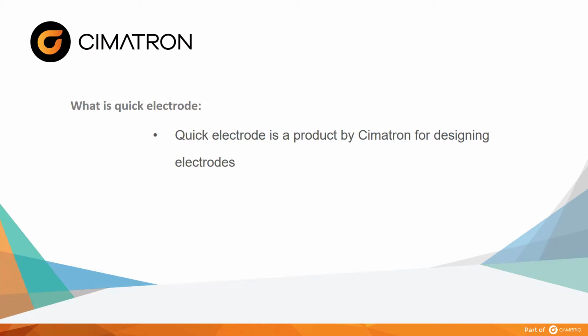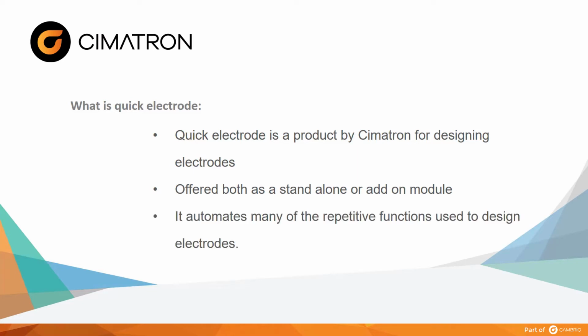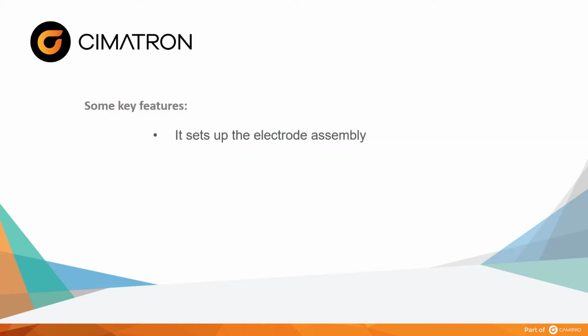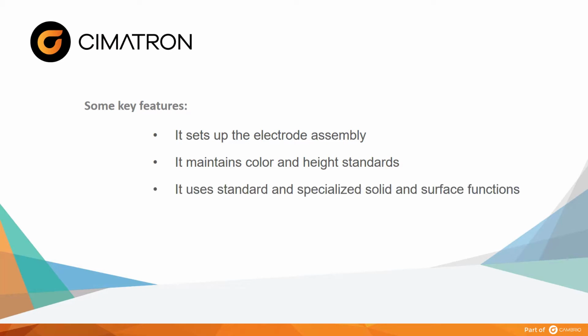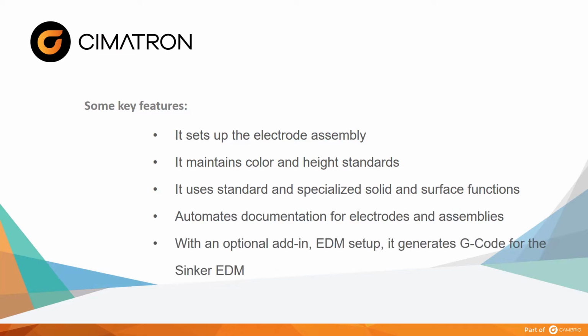It's a product by Cimatron for designing electrodes, offered both as a standalone or an add-on module. It automates many of the repetitive functions used to design electrodes. It sets up the electrode assembly. It maintains color and height standards. It uses standard and specialized solid and surfacing functions. It automates documentation for electrodes and electrode assemblies. With an optional add-in, EDM Setup, it generates G-code for the Syncer EDM.